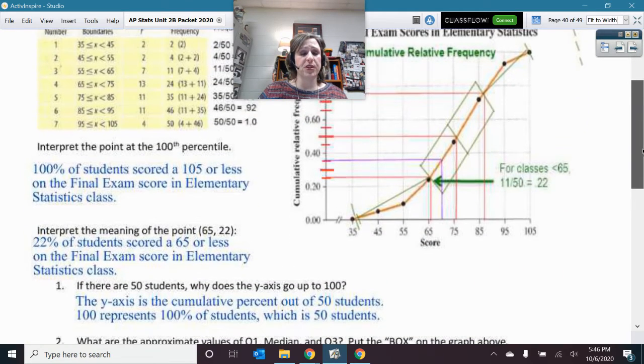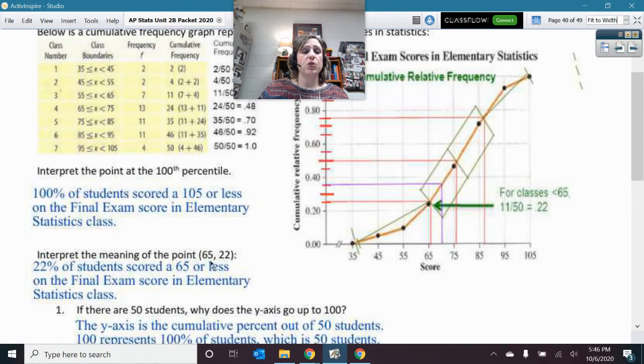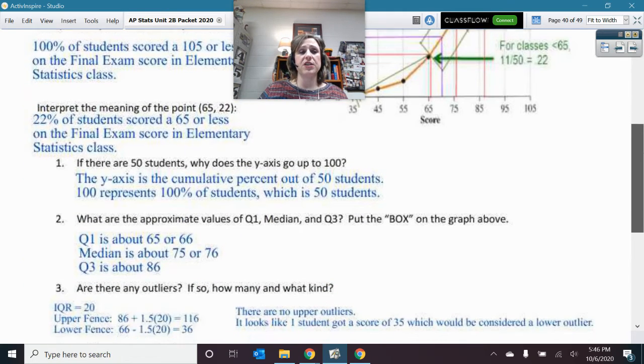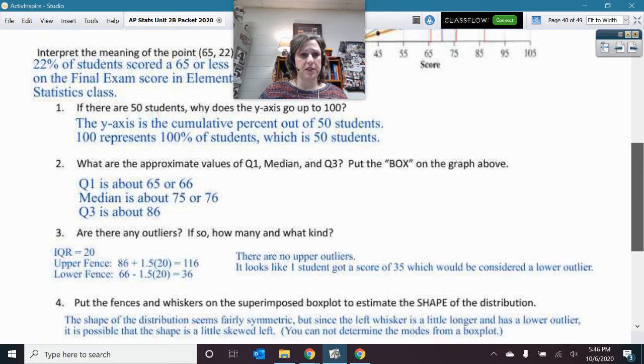105 or less, okay? Interpret the meaning of 65, 22. 22% of students scored 65 or less on their final exam. Now, if there are 50 students, why does the y-axis go up to 100? Well, that's because the y-axis is cumulative, so that's 100% of the 50 students.